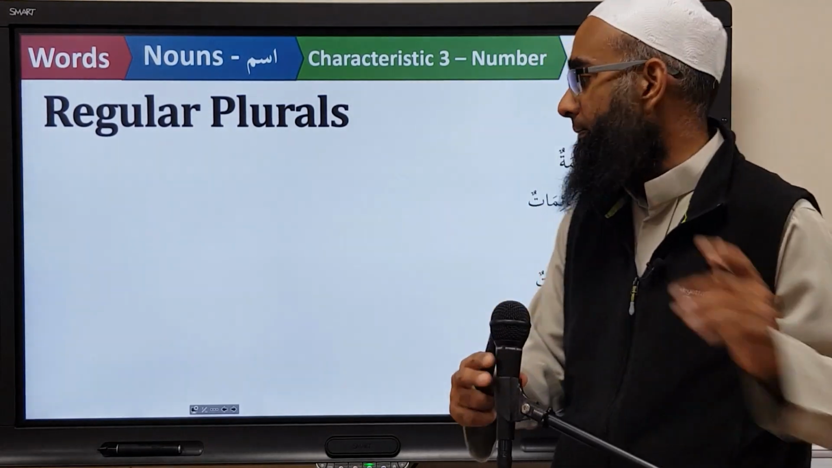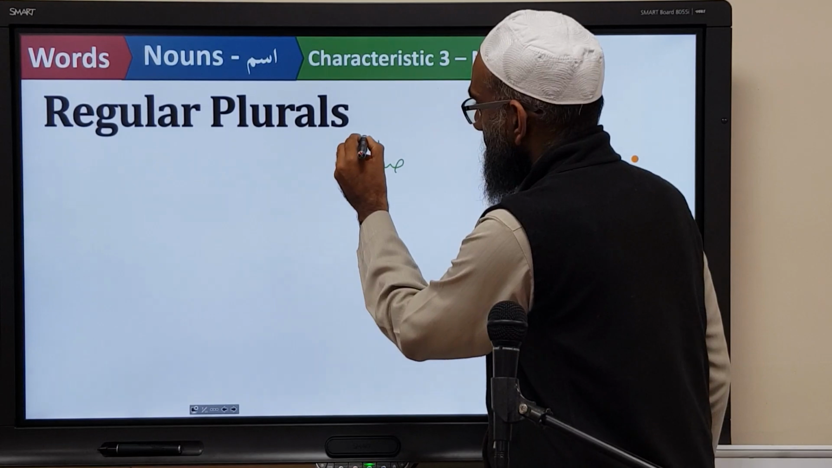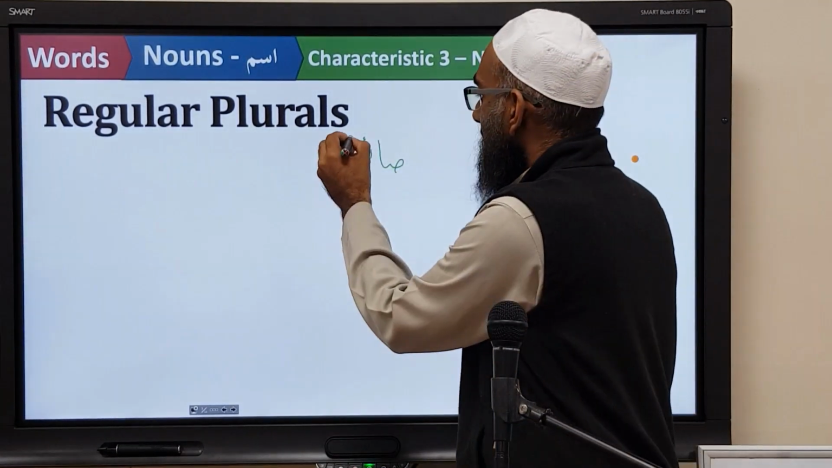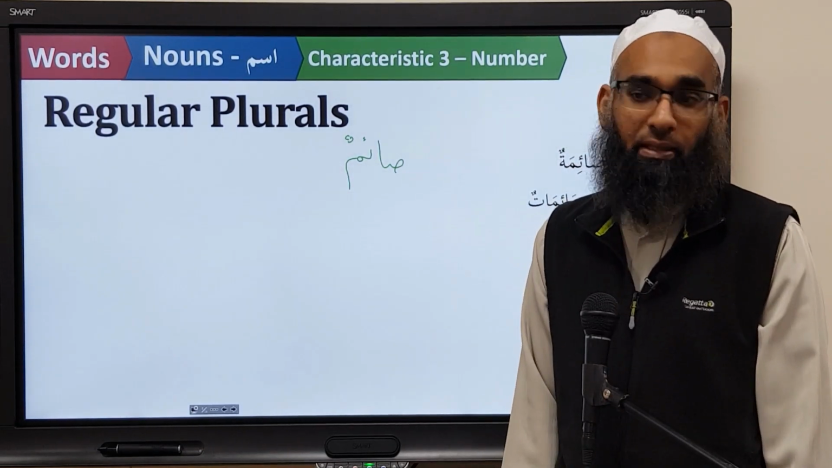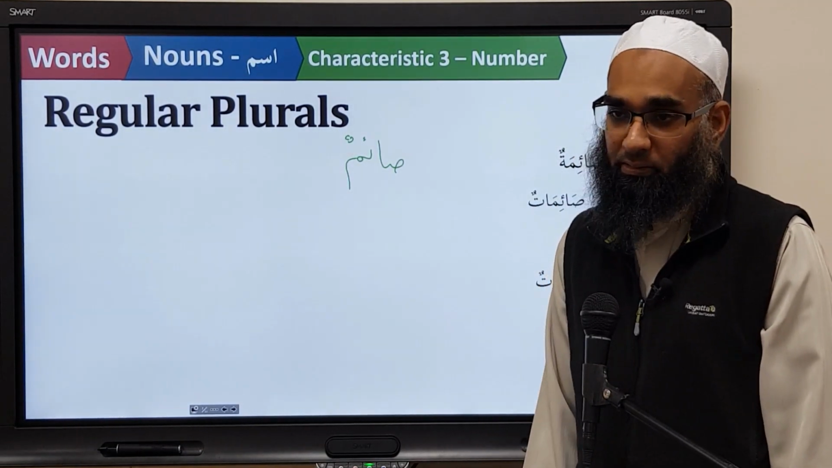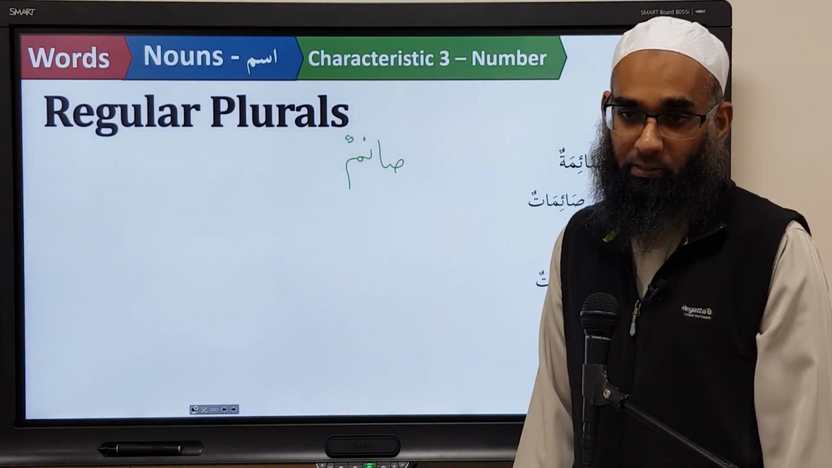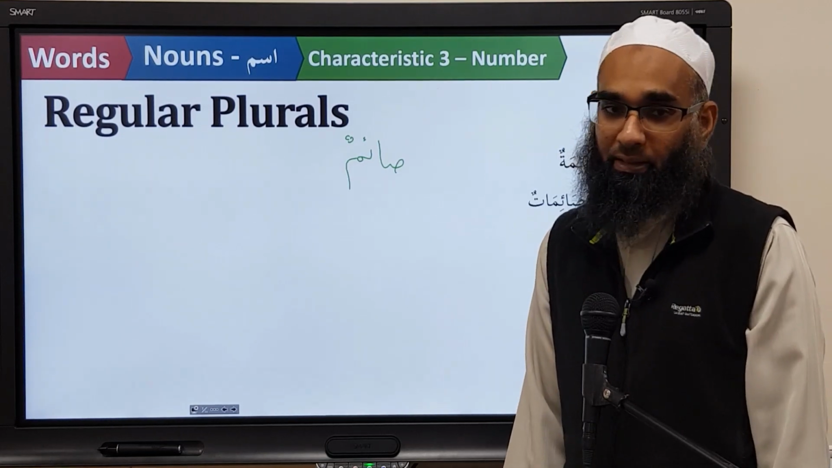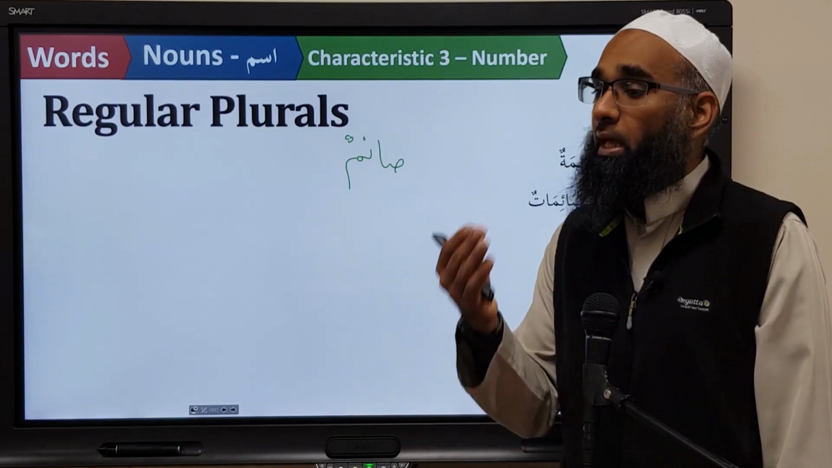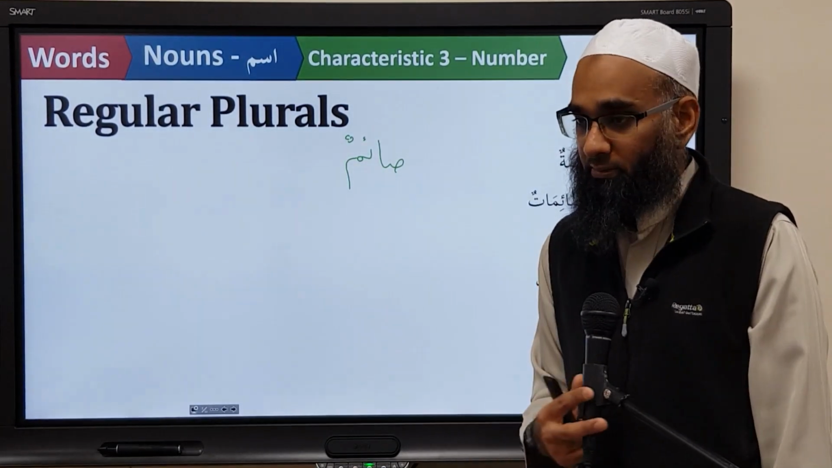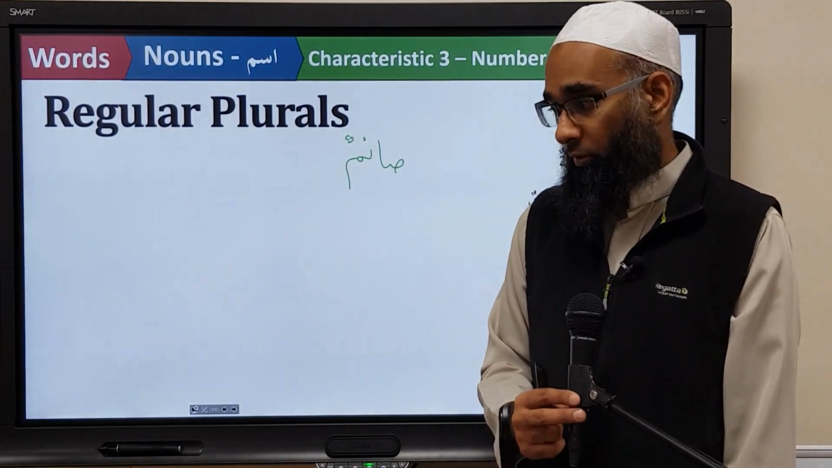Let's try from the beginning. Let's try the word صائم. Is that ism, fi'l, or harf? Ism. Why is it an ism? Has tanween. Is it ma'rifah or nakira? Nakira, because it has tanween. Is it mudhakkar or muannath? It's mudhakkar, because there's no ta marbuta. You follow me? Now, is it mufrad, muthanna, or jama'? It's mufrad. Good, because it's singular. Okay?